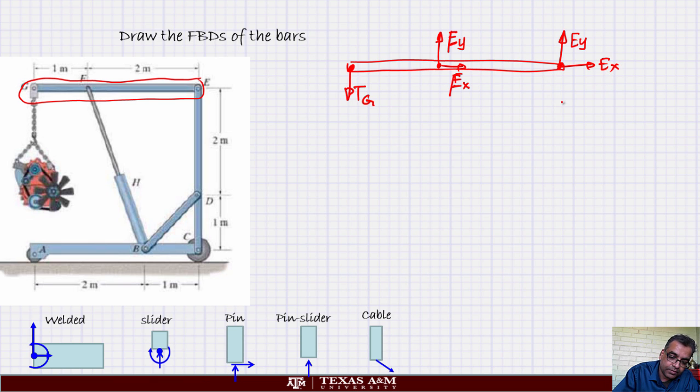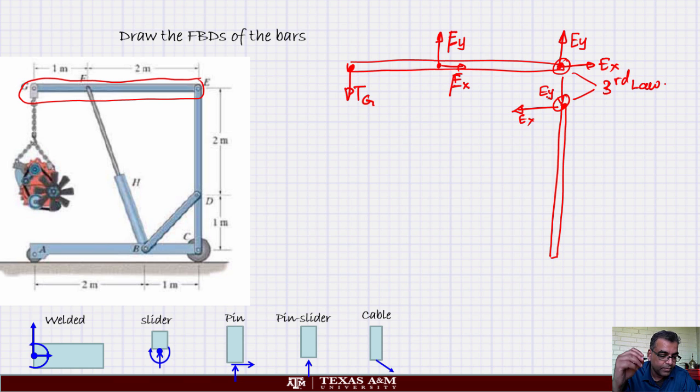Now let's look at this bar. This point is the same as that point. So Ex will be like this, Ey will be like that. This is another pin joint, Dy, Dx. This is yet another pin joint, Cy, Cx. Get the picture now? Go on drawing.